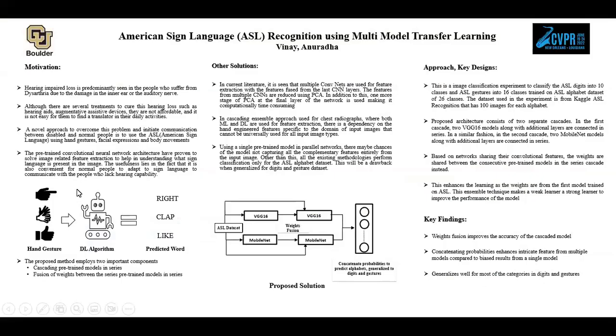This is a basic block diagram of our model. On the left-hand side, as you can see, whatever the hand gesture, like alphabets between A to Z, digits between 0 to 9, or any kind of hand gesture, when these are provided as inputs to the model, the deep learning algorithm detects the gestures and converts them into a word or a single character.